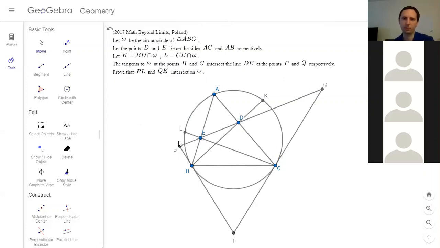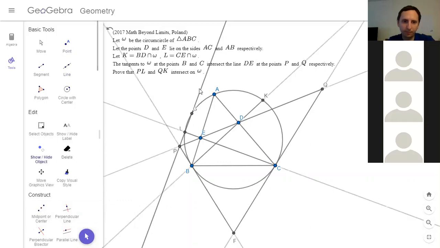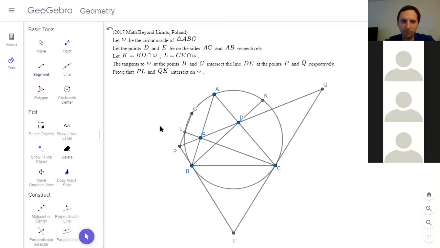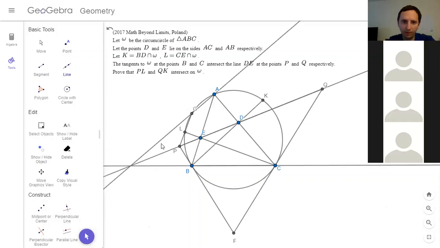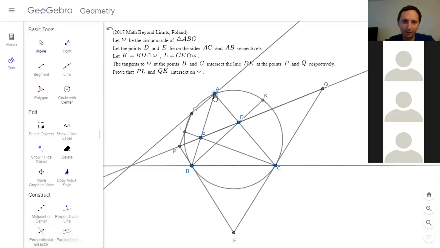Can you just draw one of them, for example PL? And let it intersect the circle. Now can you draw AG, BC, and PQ? Okay, AG, BC, BC and PQ. Ah, nice, so by Pascal's they concur. Yeah, AG and BC.